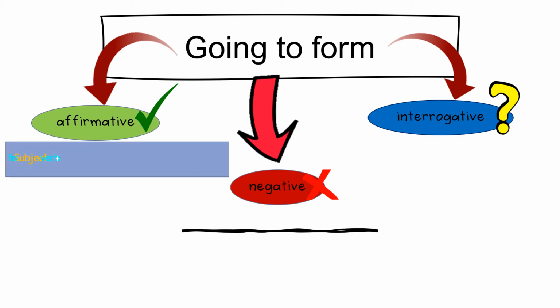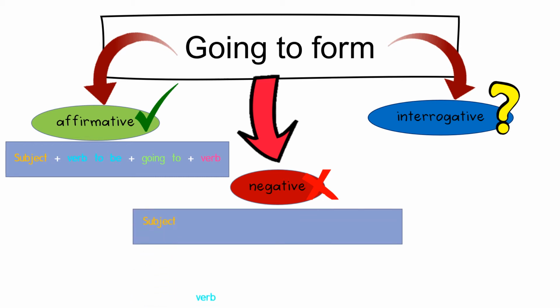Okay, so now let's look at the structure. For all of this going to form, we have a structure, which is how we make the sentence. For affirmative, we start with the subject. The subject is the doer, who does the action. Then followed by the verb to be, that is is and are. And then we have going to. Going to is fixed. And then the verb, what is the action word. This is the structure for affirmative.